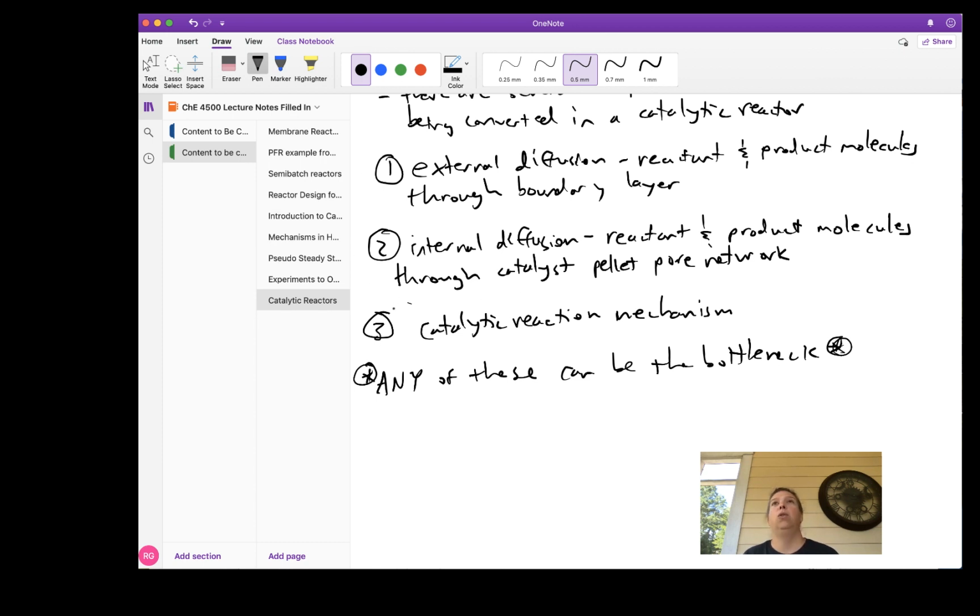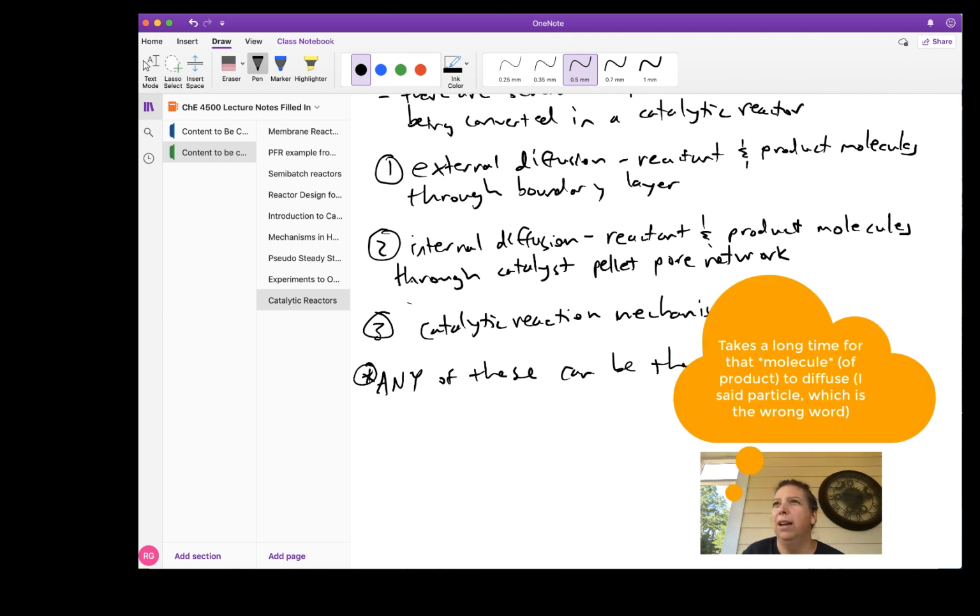But there are certainly cases where the observed behavior is actually being limited by internal or external diffusion. So you can think of cases where the activation barrier is very low, for example, but maybe the catalyst pellet has such a tortuous pore network that it's hard for molecules to diffuse in and out. In that case, molecules would diffuse very slowly. As soon as they find a catalytic particle, they react really quickly, but then it takes a long time for that particle to diffuse back out of the catalyst pellet. That is certainly a possibility.